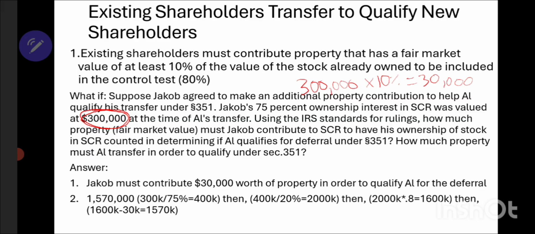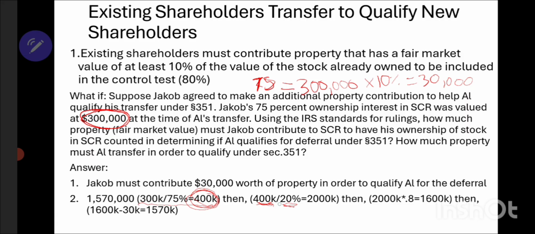So these were the calculations that I put together to figure that out. We know that 75% of this corporation stock is $300,000. So this is where I did the calculation of $300,000 divided by 75%. This gives me what 100% of the SCR stock is. Then I took that total 100% of SCR stock and divided it by 20%. The reason why I divided it by 20% was because I know that Al must control 80% of the corporation.